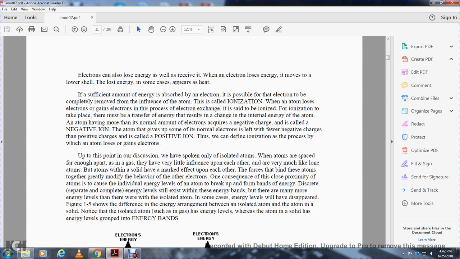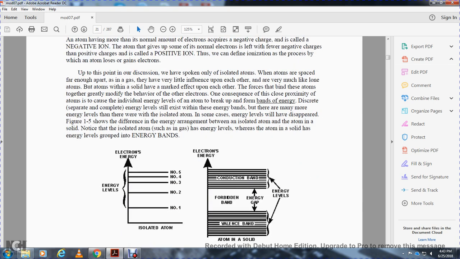As a result of the transfer, an atom having more than the normal amount of electrons acquires a negative charge and is called a negative ion. The atom that gives up some of its electrons, leaving fewer electrons, has a positive charge and is called a positive ion. We can define ionization as the process by which an atom loses or gains electrons.